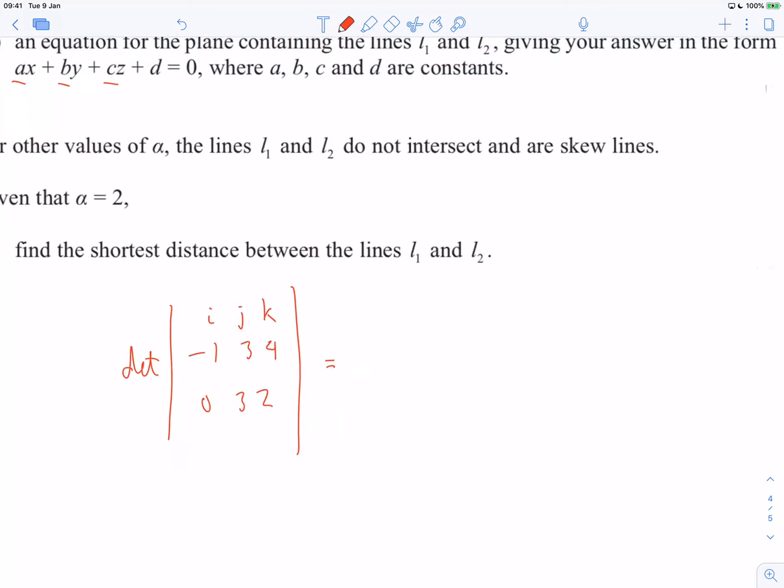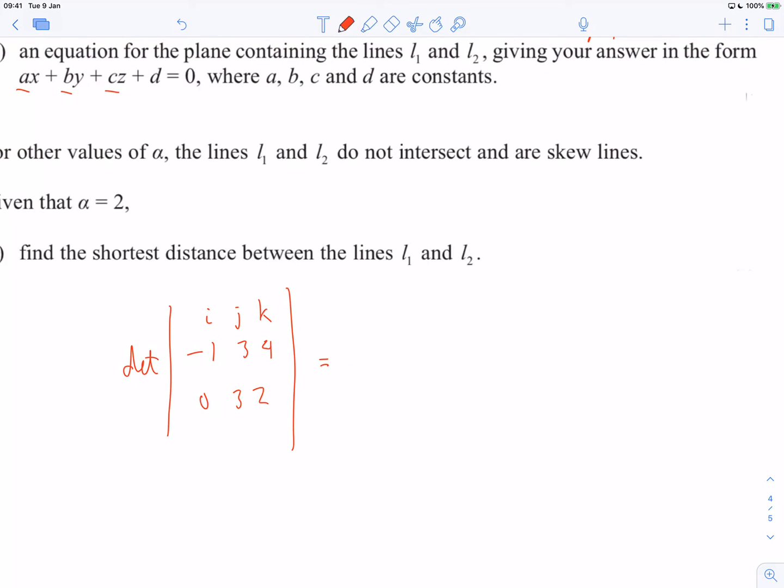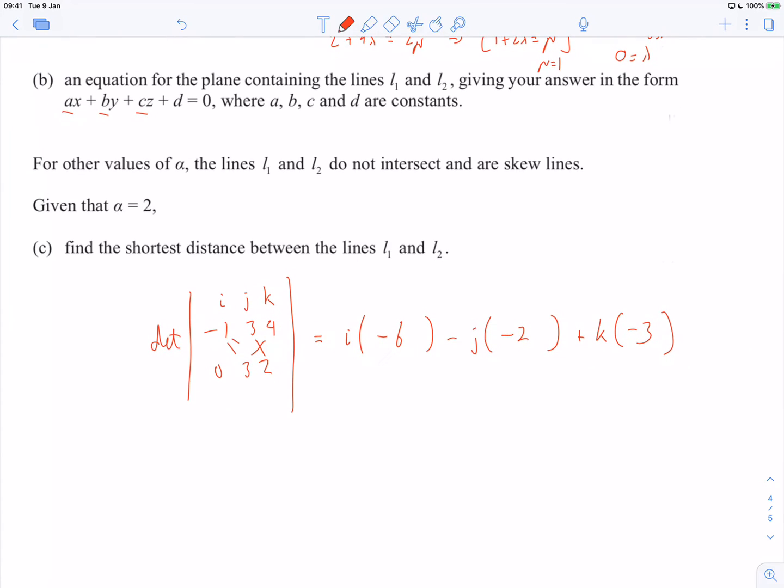So let's do that. So I've got i lots of stuff minus j lots of stuff plus k lots of stuff. So for the i's, I've got 3 times 2 minus 3 times 4. So I've got 6 minus 12 is a minus 6. For j's, I've got minus 2 minus 0, so that's a minus 2. And then for the k's, I've got minus 3 minus nothing, so that's a minus 3. So it looks like I've got the vector minus 6, positive 2, minus 3. They've got no common factors, so I'll leave that as n.